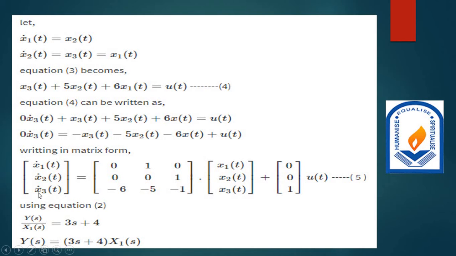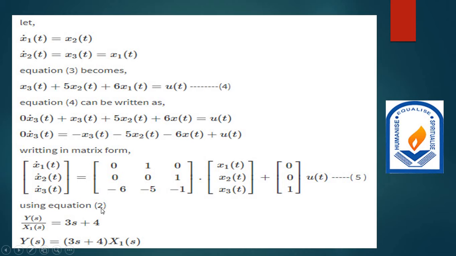Similarly, we have x3 dot of t. So what is x3 dot of t? That is nothing but, we can write it as x3 dot of t is minus 6 x1 of t, minus 5 x2 of t, and minus 1 x3 of t, plus u of t. Since u of t is the last term, the first two terms are missing, so that is 0, 0, 1. This gives us equation number 5.